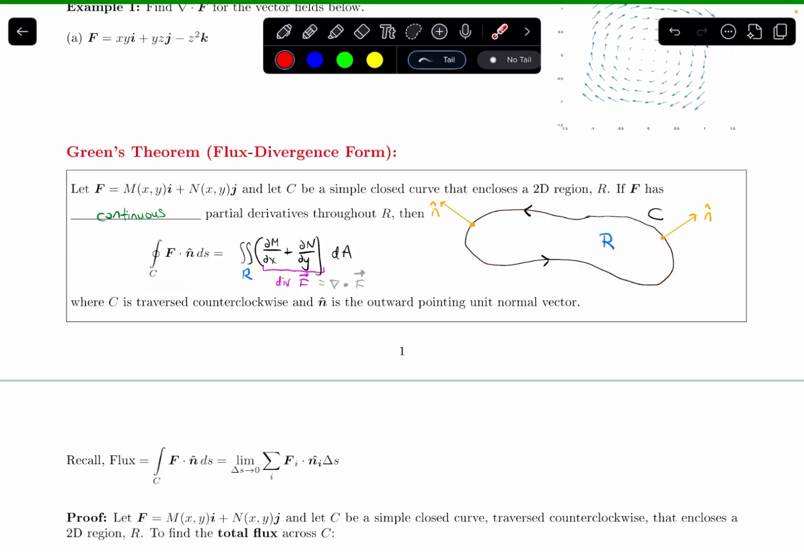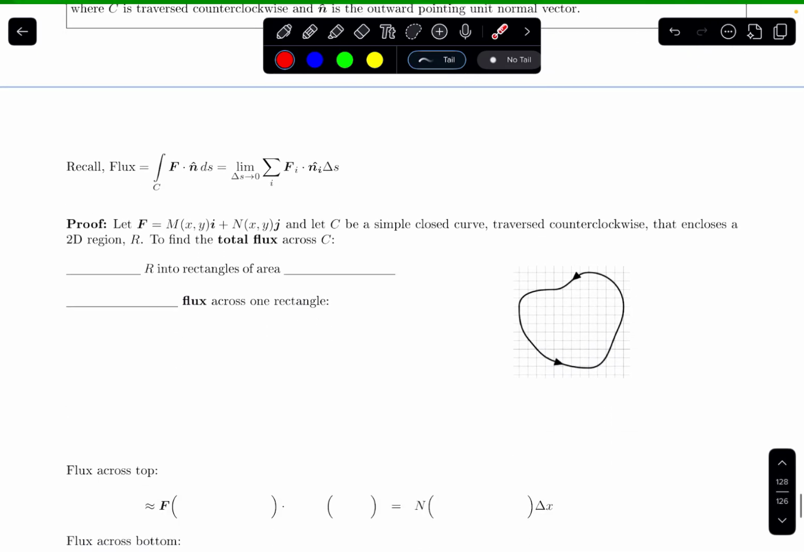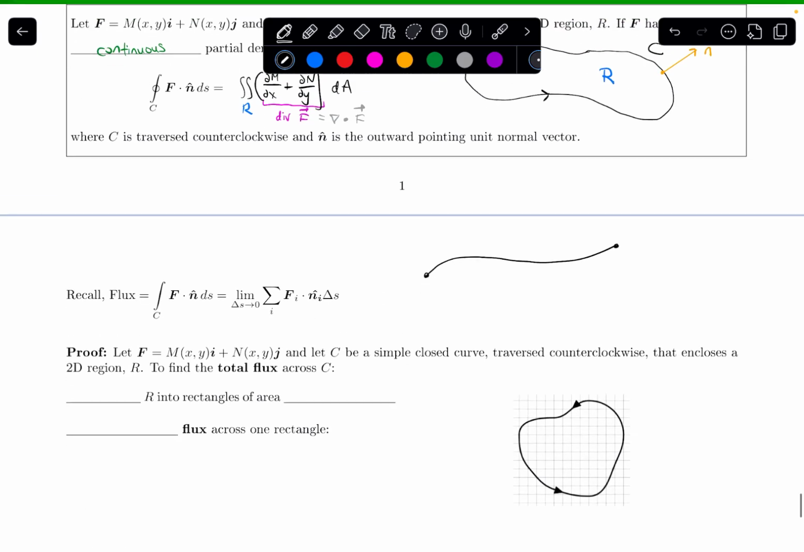Okay, so how do we prove this thing? So the idea I'm going to use is, flux is this line integral of our vector field dotted with the normal vector. And we've seen that with a line integral, I can express it as this limit of a Riemann sum. So if I have some curve, whether it's a closed curve like I have in this picture, or generally just a curve that starts somewhere and ends somewhere, I can cut it up into a bunch of tiny pieces.